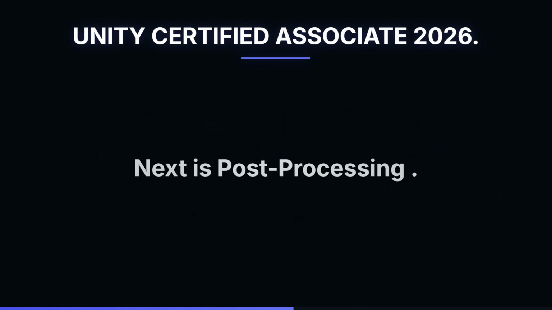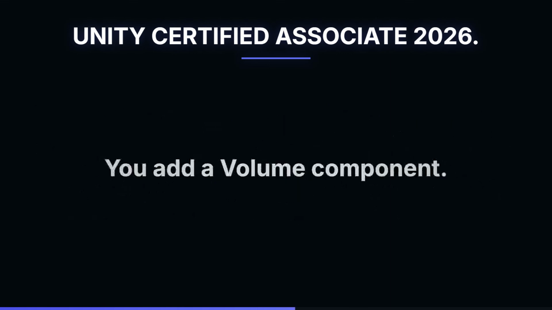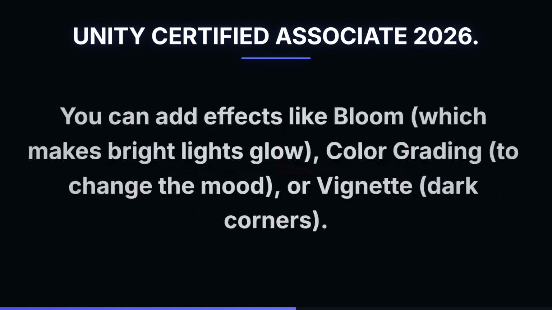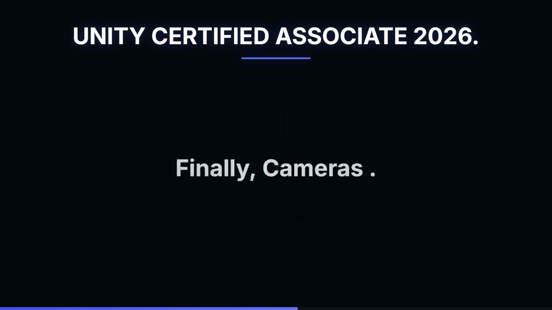Next is post-processing. This is like adding an Instagram filter to your game. You add a volume component. You can add effects like bloom, which makes bright lights glow, color grading, to change the mood, or vignette, dark corners. It makes a huge difference.